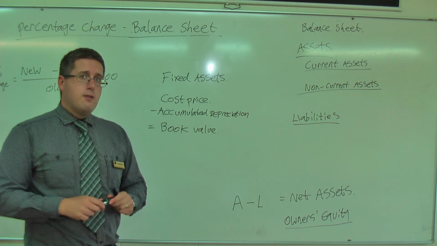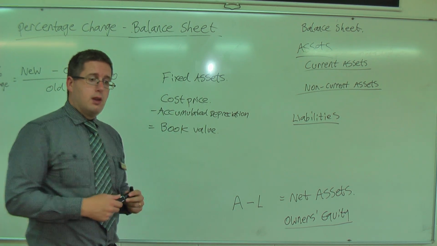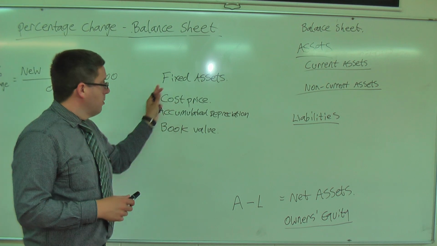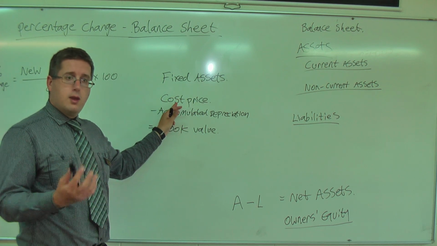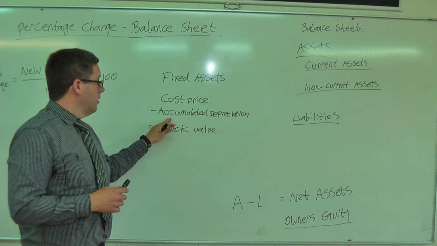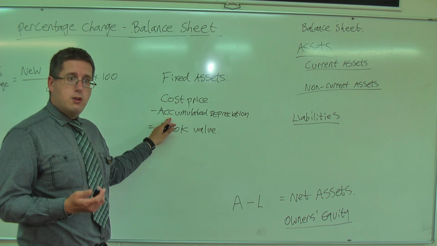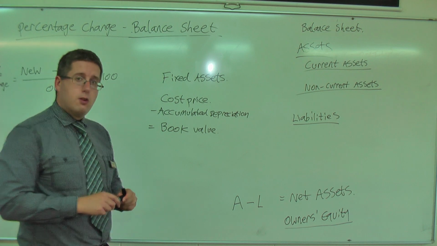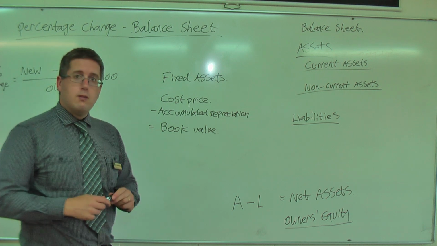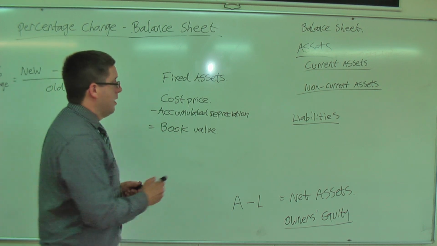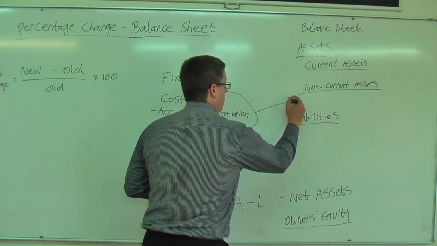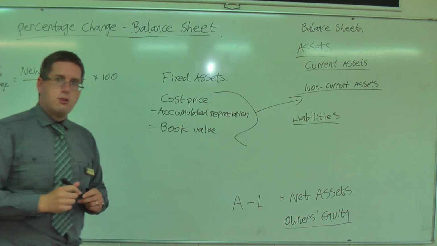So you're going to have some things on the balance sheet that are going to look like this. Total up all the cost prices of all the fixed assets. Then you're going to be minusing accumulated depreciation. That's how much it's gone down in value. And then that will give you the book value. So that all goes into the non-current assets.